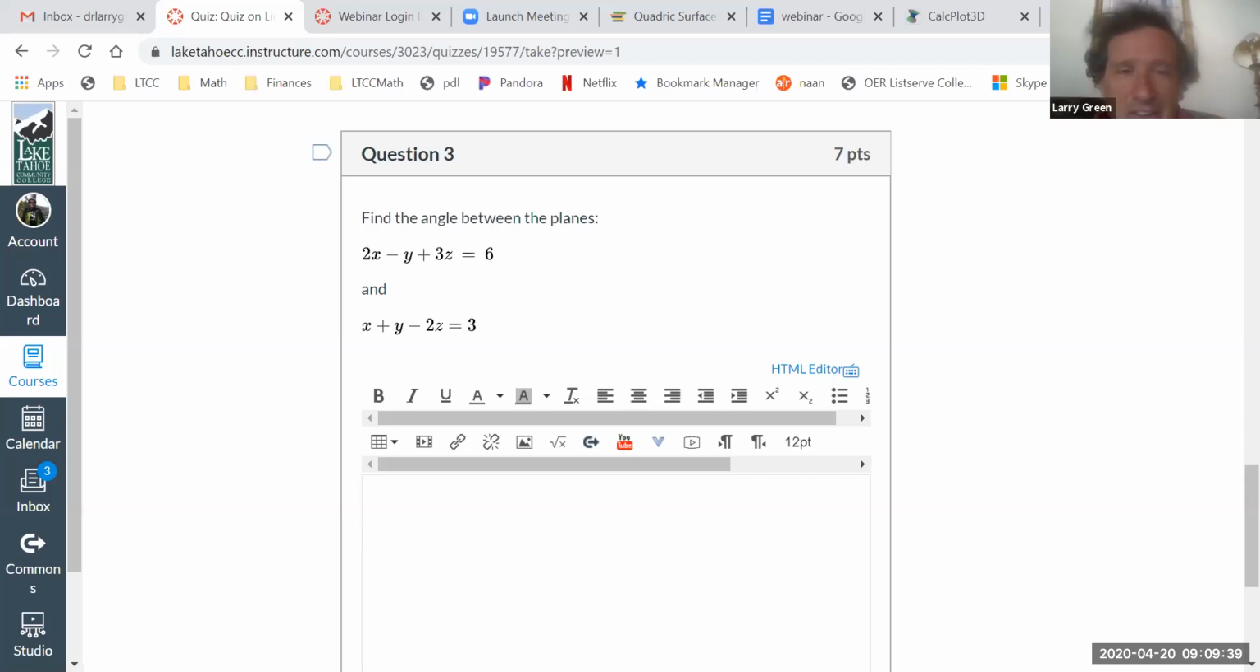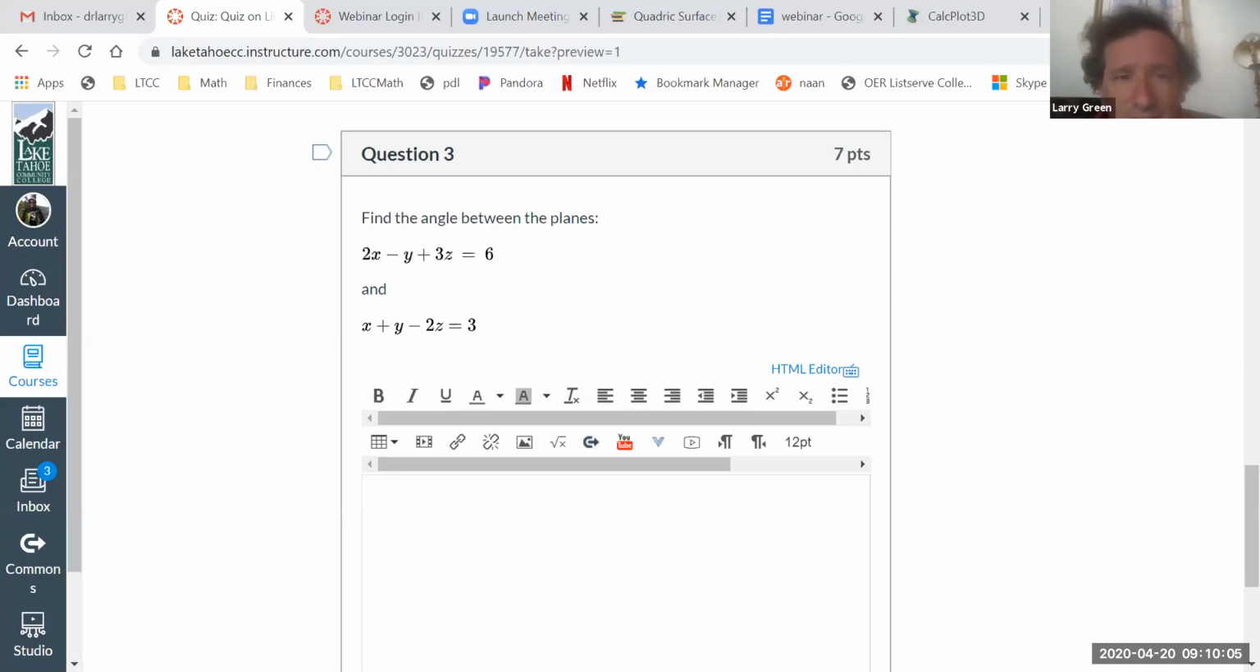What was the definition of an angle? Who remembers? Yeah, but in particular, it did involve the cosine inverse, but involved the dot product. Dot product of the vectors divided by the magnitude of the vectors multiplied by each other. Yeah, and then you take the cosine inverse. Okay, so we need to find out what the vectors are.